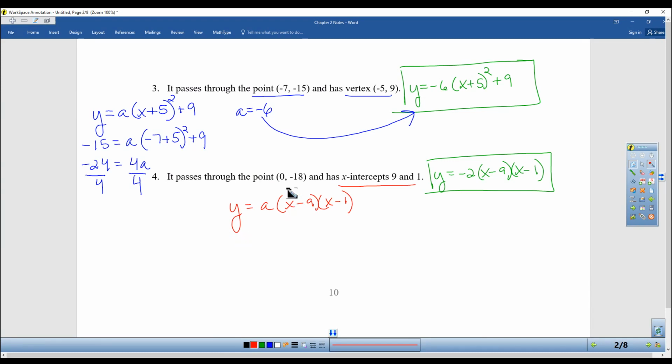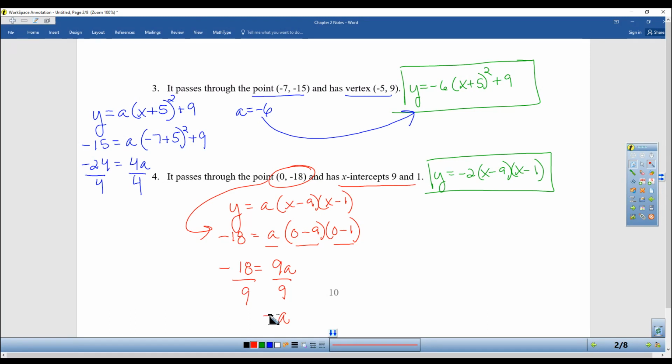So now I use (0, 18, negative 18) temporarily. I need it just to find my a. So 0 minus 9 times 0 minus 1. All three are being multiplied together, but people tend to write the number in front. It's a little more user-friendly that way. Divide by 9, divide by 9. A is negative 2. I put that right there where there's supposed to be an a, and I leave it in intercept form.